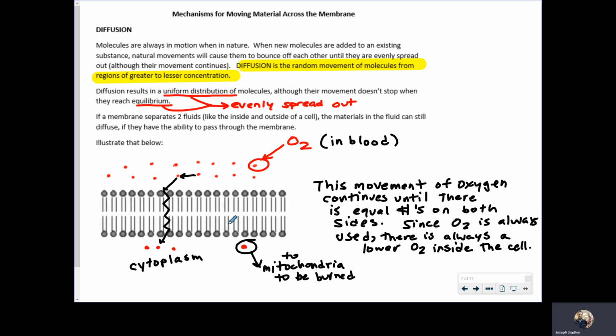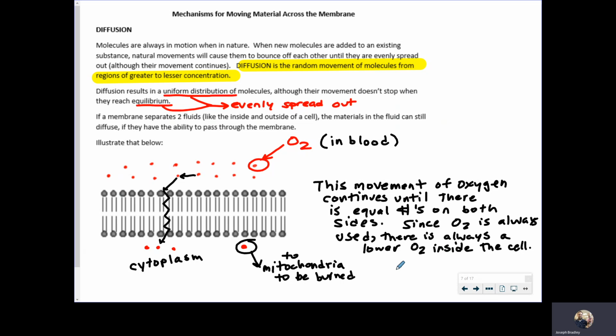If a membrane separates two fluids, like the inside and the outside of the cell, the materials in the fluid could still diffuse if they're able to pass through the membrane. Oxygen can do this. What you're going to illustrate here is you're going to draw these dots representing oxygen in the blood. And then the oxygen is going to bounce until it gets into here. Again, it's not like there is an open space here. This is all going to be cells, and this is going to be the blood carrying oxygen. Usually fresh oxygen is going to be moving past this all the time, so this will always diffuse in.